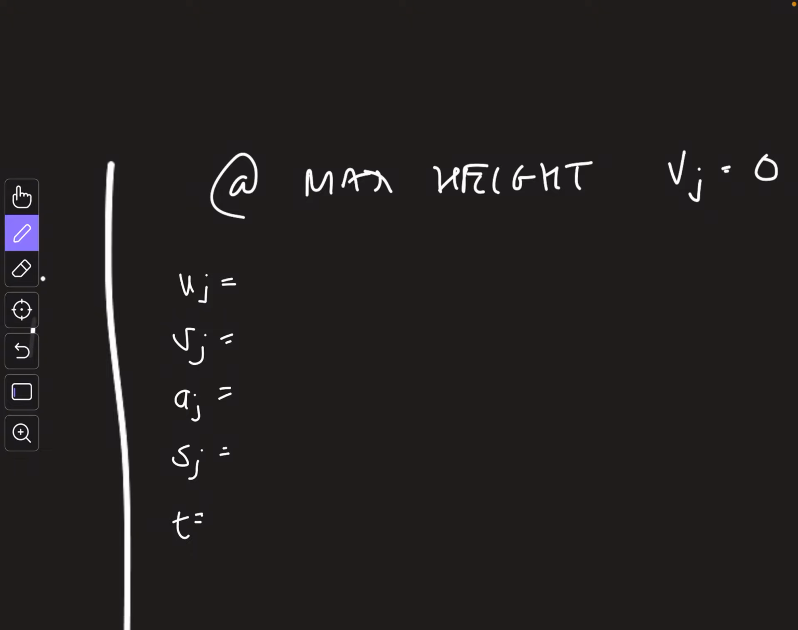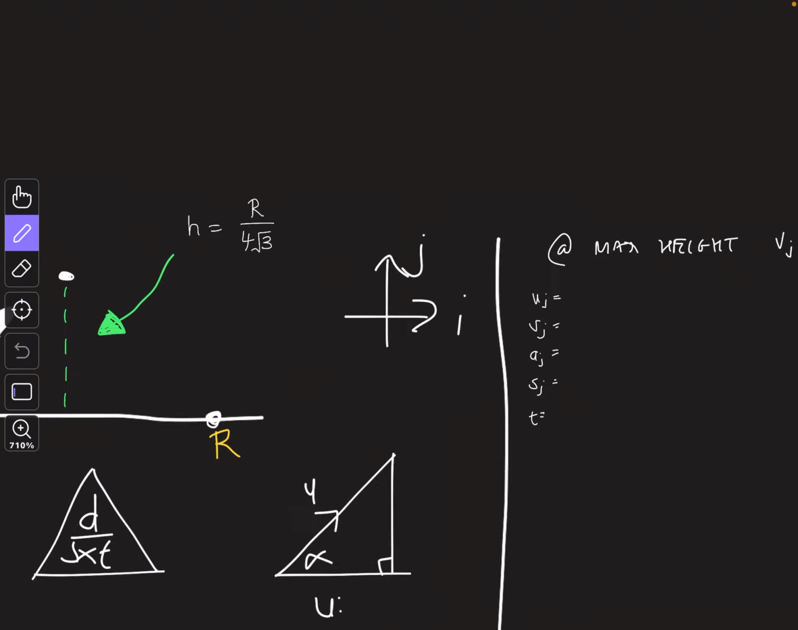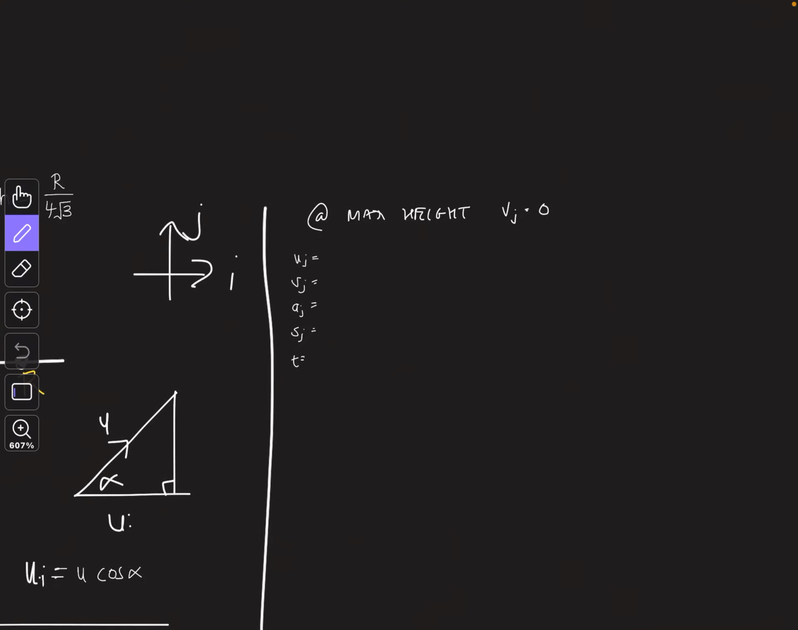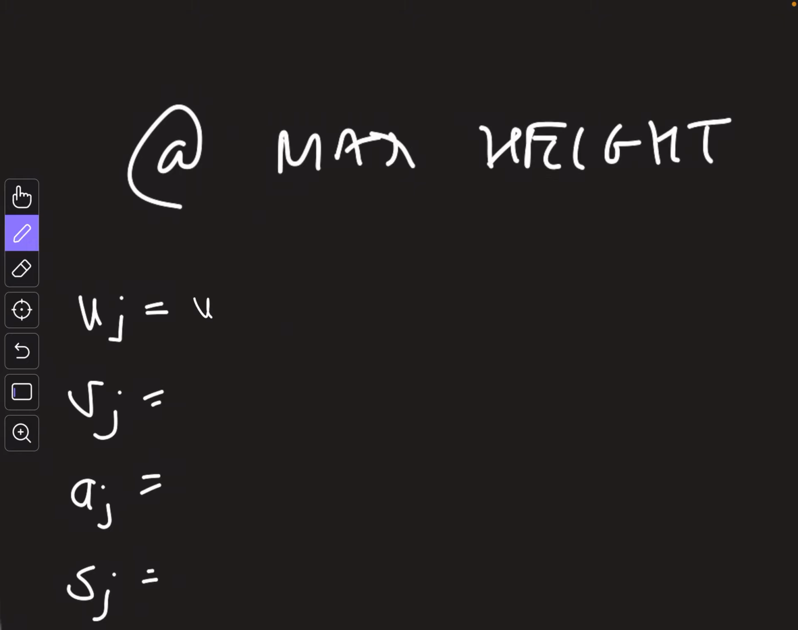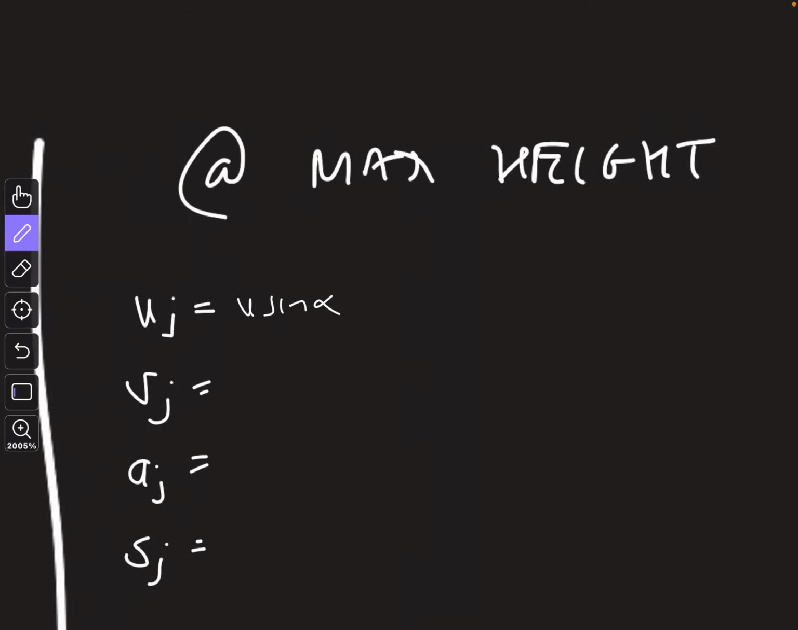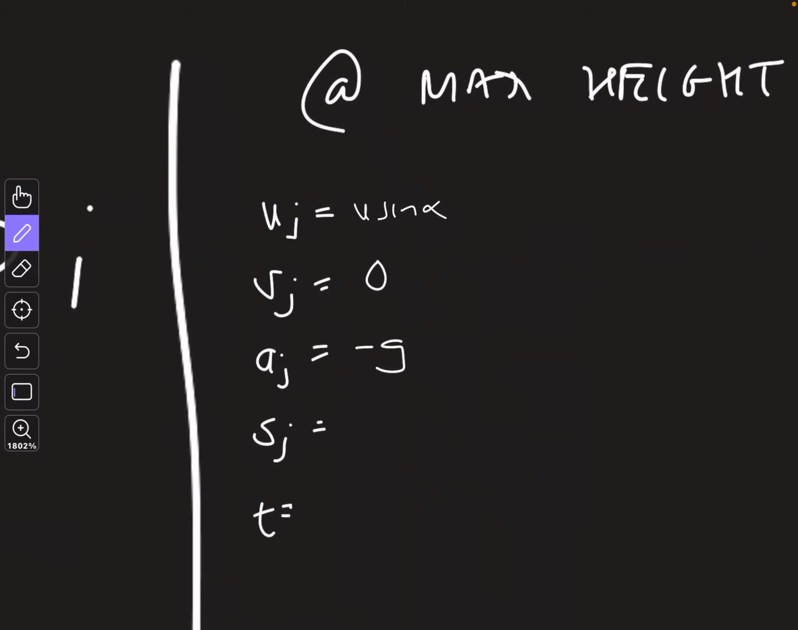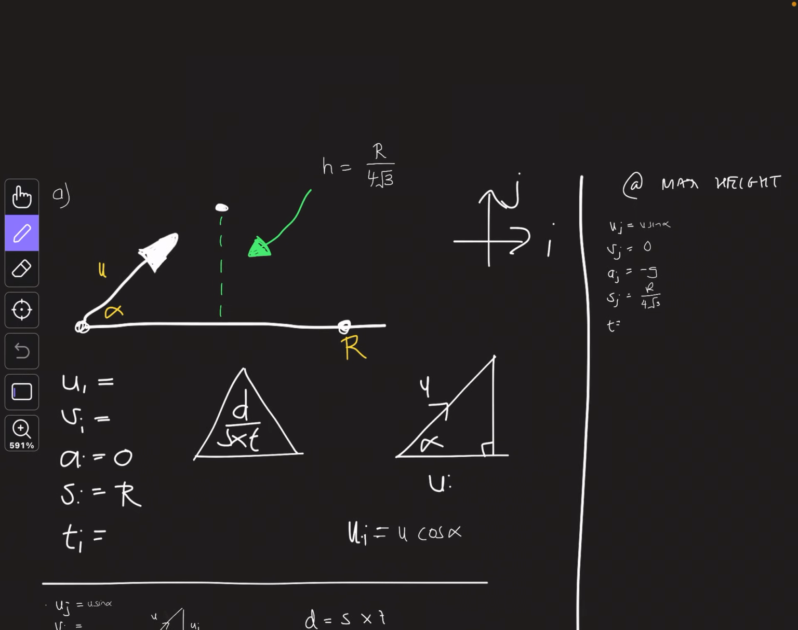Okay, so the initial velocity is, well, it was what it was. So what was the initial velocity? It was u sine alpha. So u sine alpha. Okay, my Vj is 0. My a is minus g. My height is given as r over 4 root 3. And my time, what time does it get to the max height?